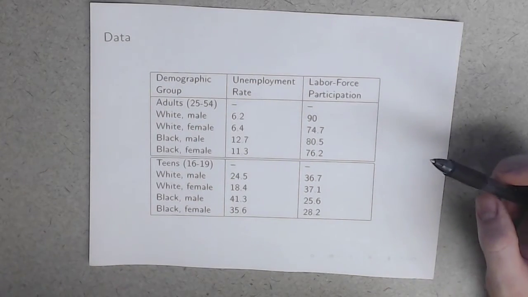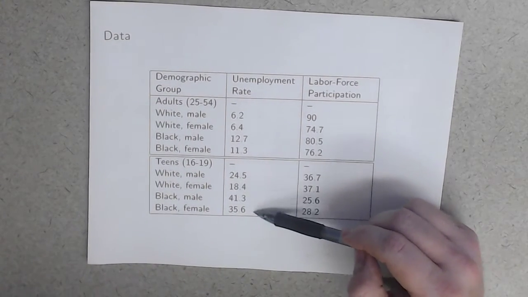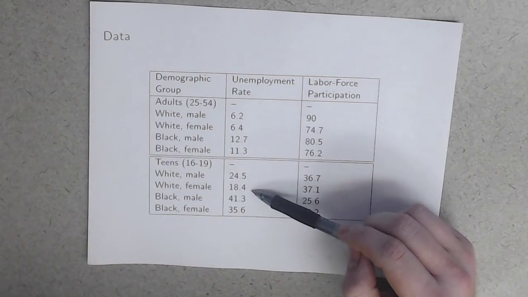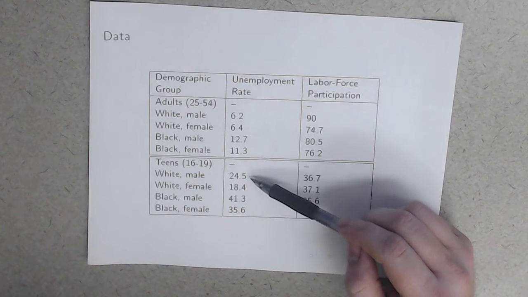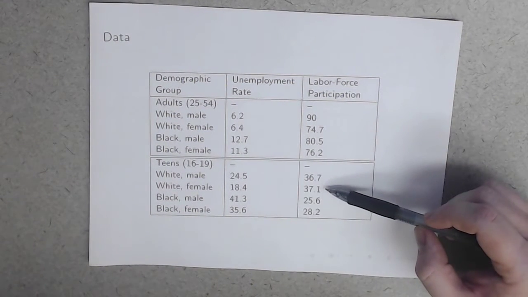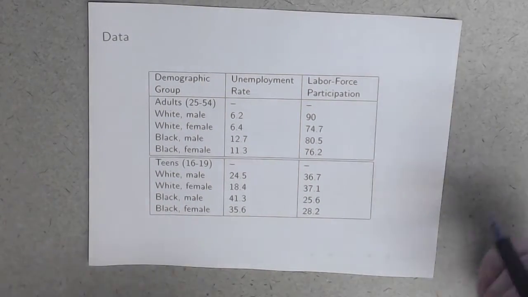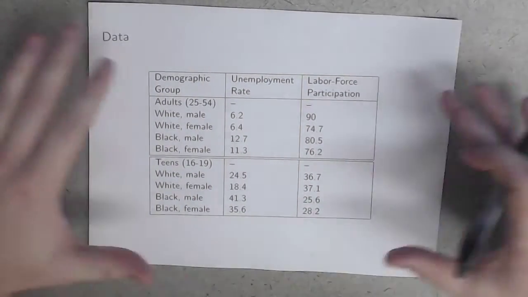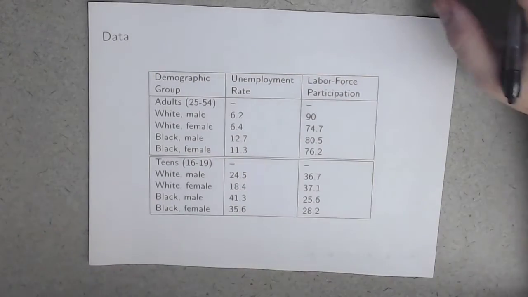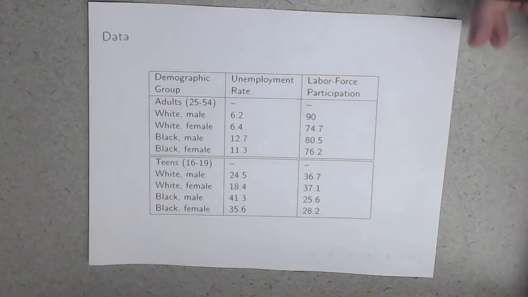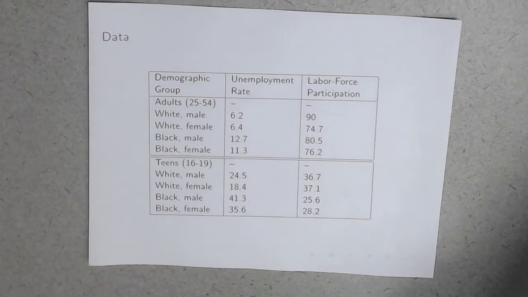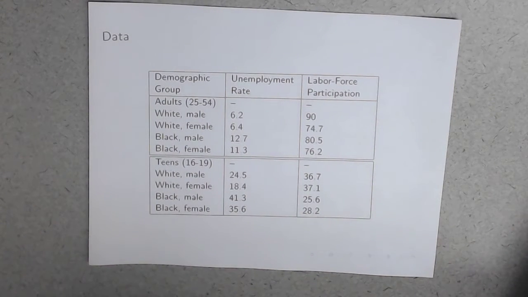But what you also might notice is that female unemployment is lower for both whites and blacks, and their participation rate is higher for both whites and blacks. And so what these two numbers can say to us is they can point us towards problems in society, right? So taking just these two numbers alone can tell us a lot about problems that are plaguing society.